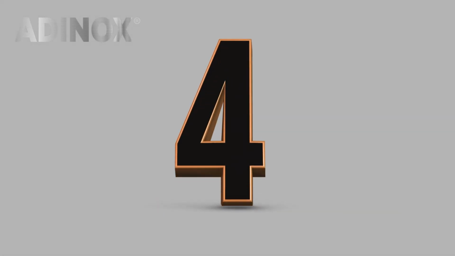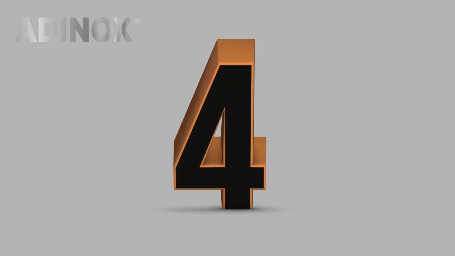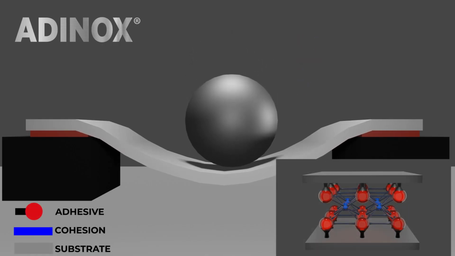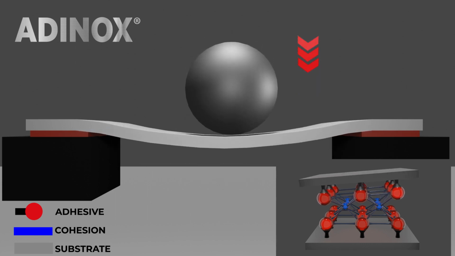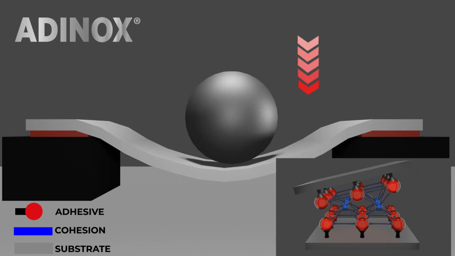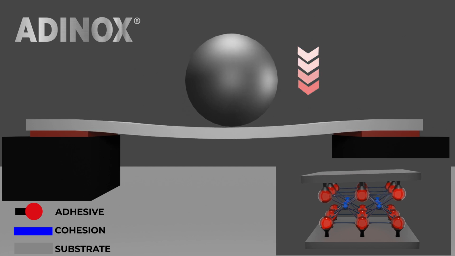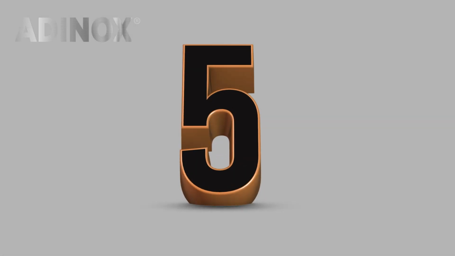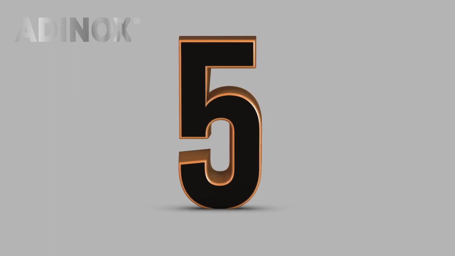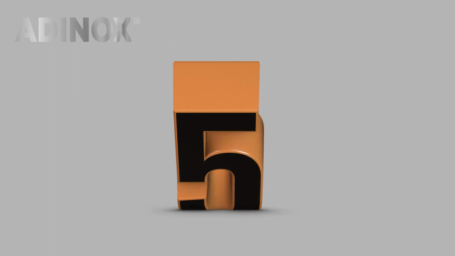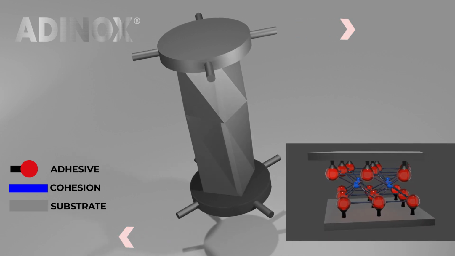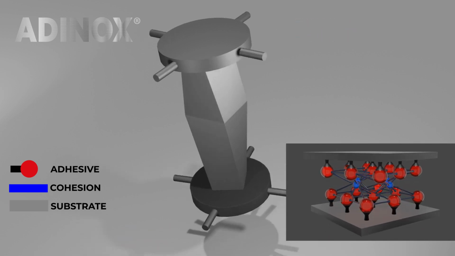Number 4, bending. It is a combination of compression and traction. While the upper fibers of the piece subjected to a bending stress elongate, the lower ones shorten or vice versa. Number 5, torsion. Torsional forces cause a piece to tend to twist around its central axis.